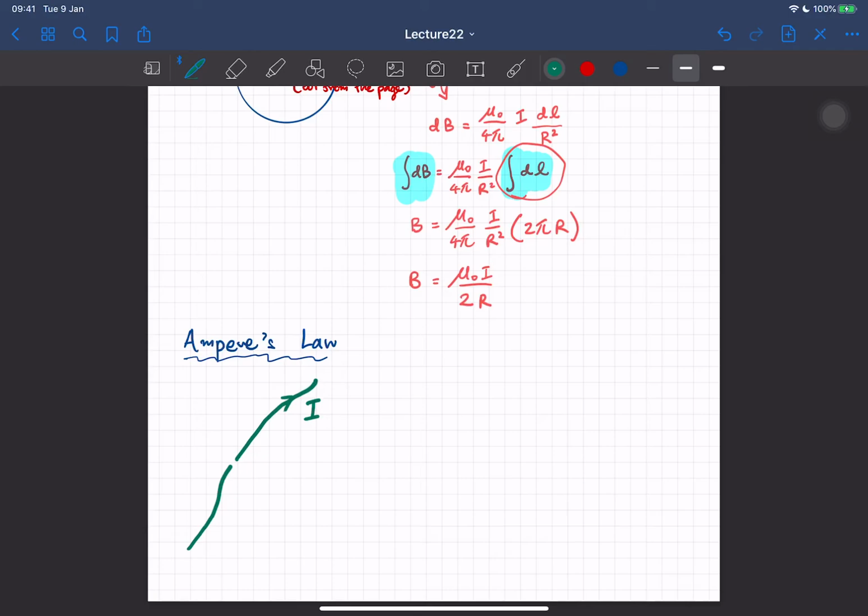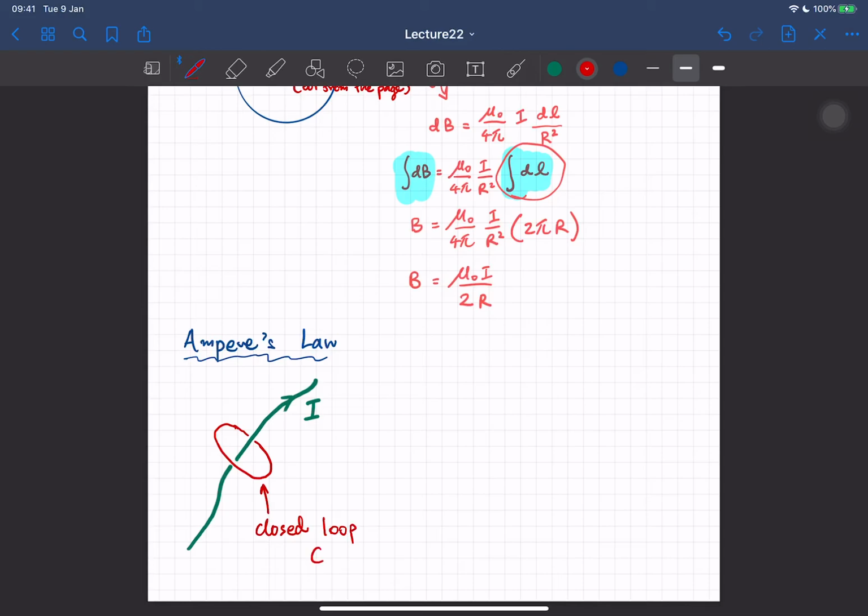Okay, for Ampere's law to work, you need to set up a closed path, or a closed loop. For example, you might set up a path which is a circle around the wire like this. Okay, that's badly drawn. Let me try again. It doesn't have to be a circle, it just has to be a closed loop.